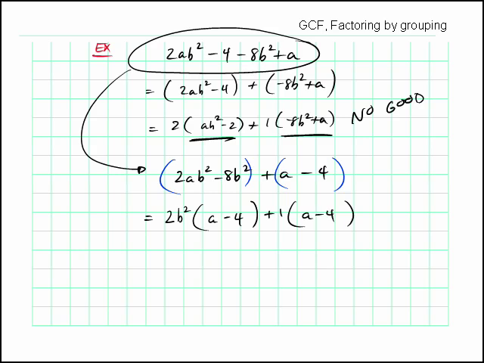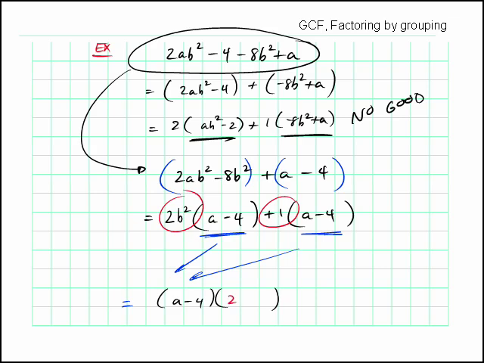Now this arrangement is working because I have an a minus 4 here and an a minus 4 there. I'm going to move it out to the front, a minus 4, and the leftovers, which are the 2b squared plus 1, go in the second set of parentheses, and we have it factored. There it is, right there. And that is factored by grouping.